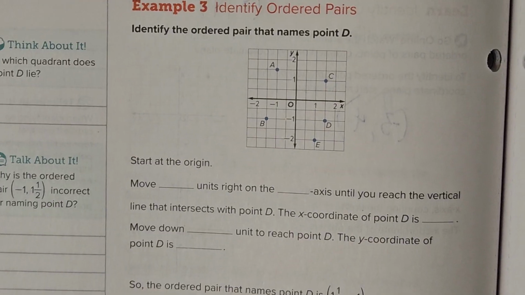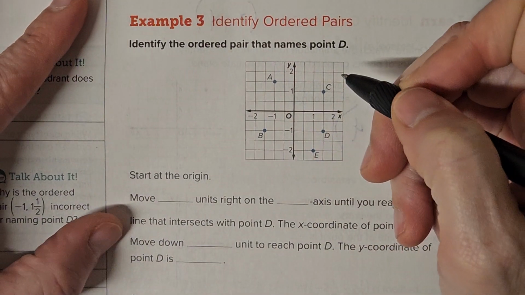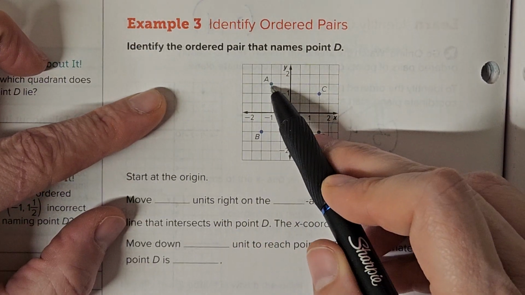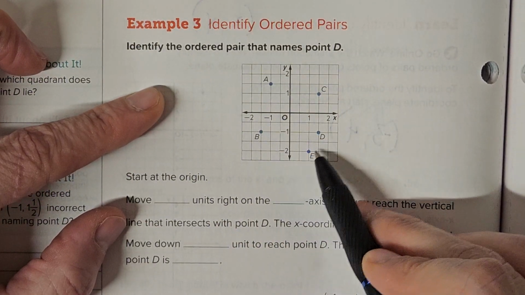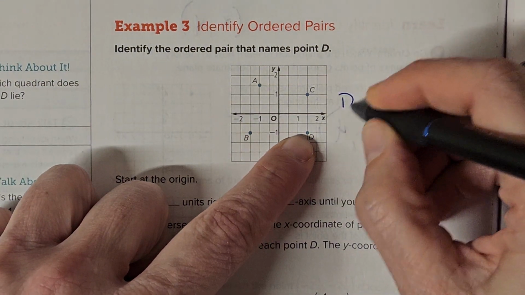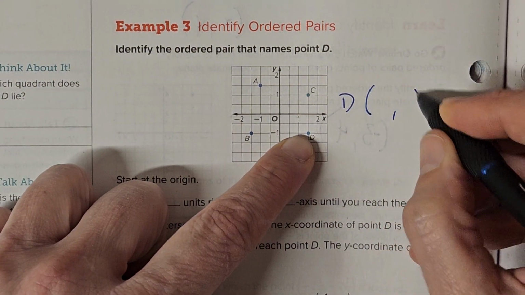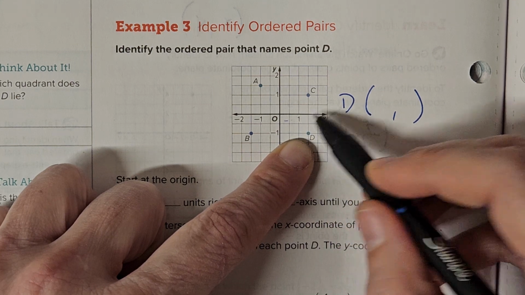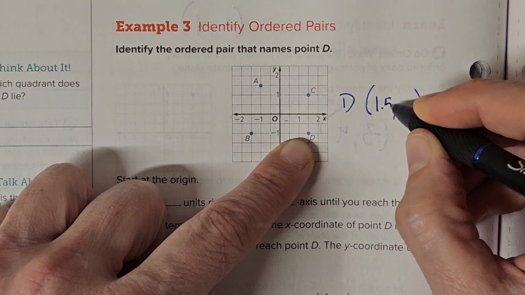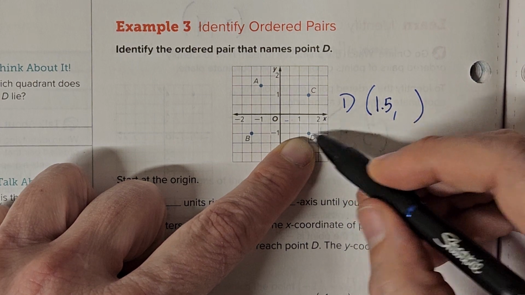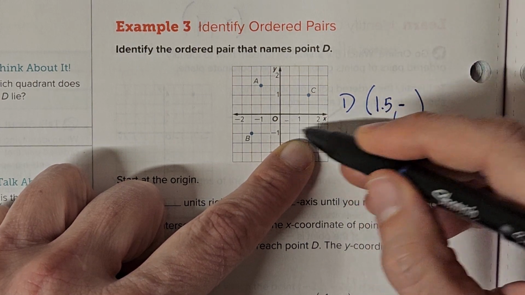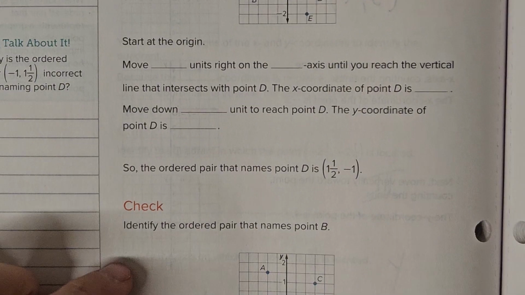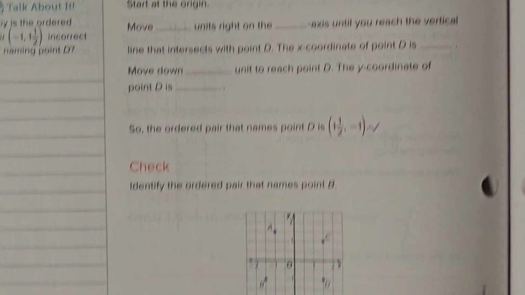Okay, let's try one over here. Identify the ordered pair that names D. So first find D. A, C, B, D. There it is. D. Our x. Over 1, over 2. Oh, it's halfway between. That must be 1.5 or 1 and 1/2. And then down. That's a negative. Down 1. And looks like we're right.